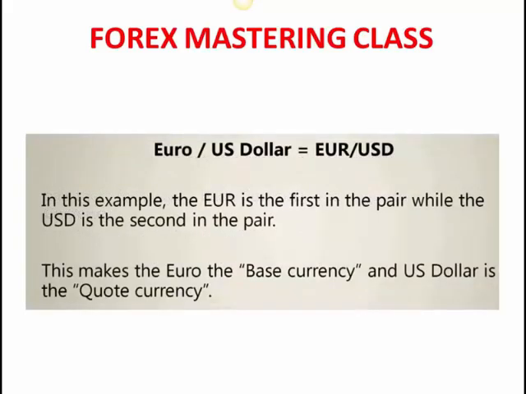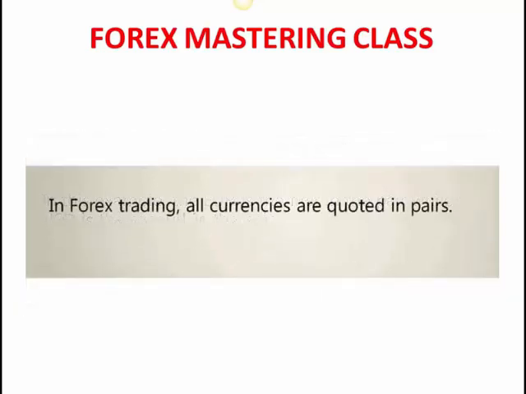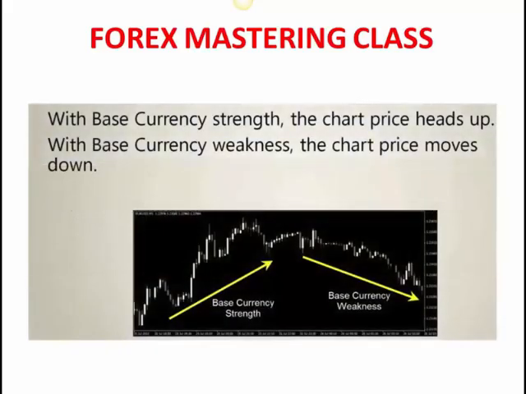So EUR/USD: we have the Euro on the left and USD on the right. In this example, the Euro is first in the pair while the USD is second in the pair. This makes the Euro the base currency and USD the quote currency. In forex trading, all currencies are quoted in pairs. With the base currency strengthening, the chart price heads up. With the base currency weakening, the chart price moves down.